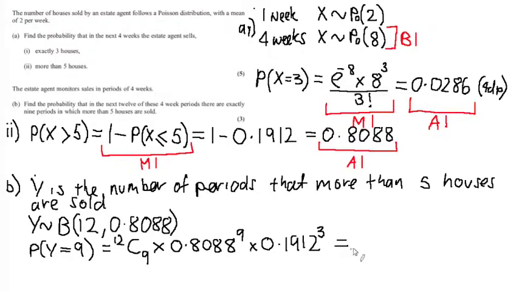So when I put this in my calculator and I work it through, I get an answer of 0.228, correct to 3 decimal places.